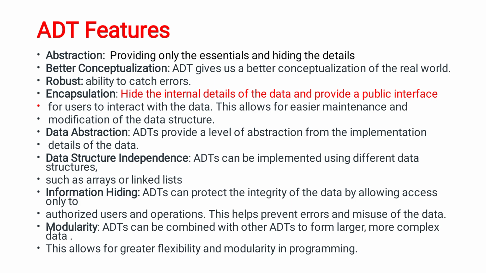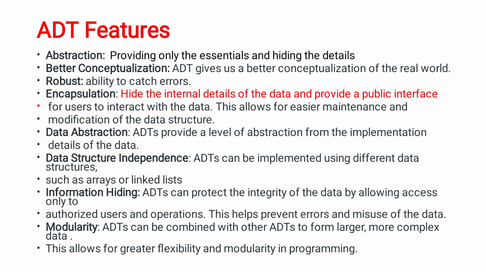There are a lot of features of the ADT. The features are abstraction, better conceptualization, robustness, encapsulation, data abstraction, data structure independence, information hiding, and modularity. In abstraction, only the essential is provided and the details are hidden. For better conceptualization, ADT gives us a better conception of the real world. Robustness is its ability to catch errors. With encapsulation, it hides the internal details of the data and provides a public interface for the user to interact with the data. This allows for easier maintenance and modification of the data structures.